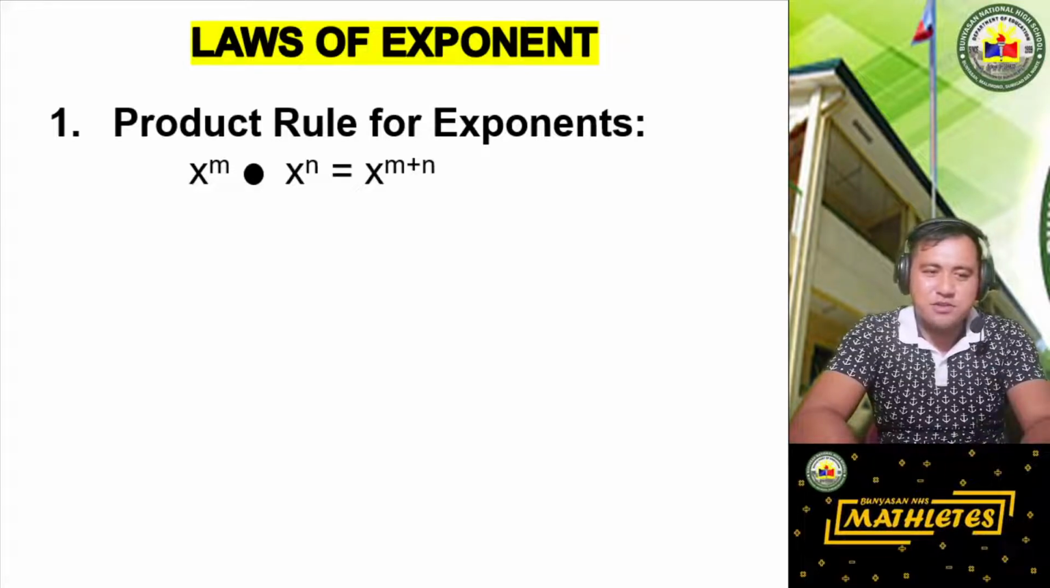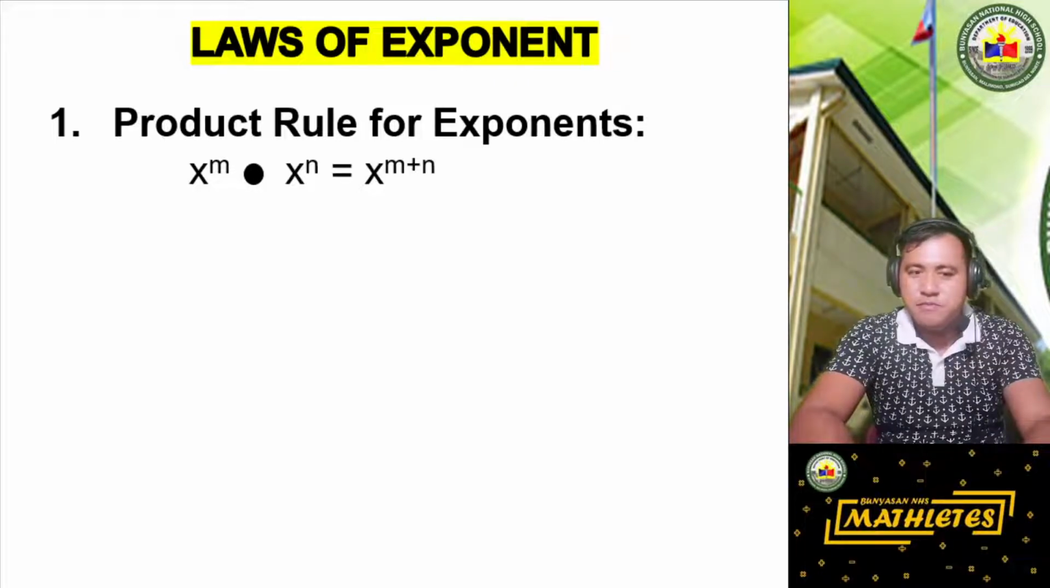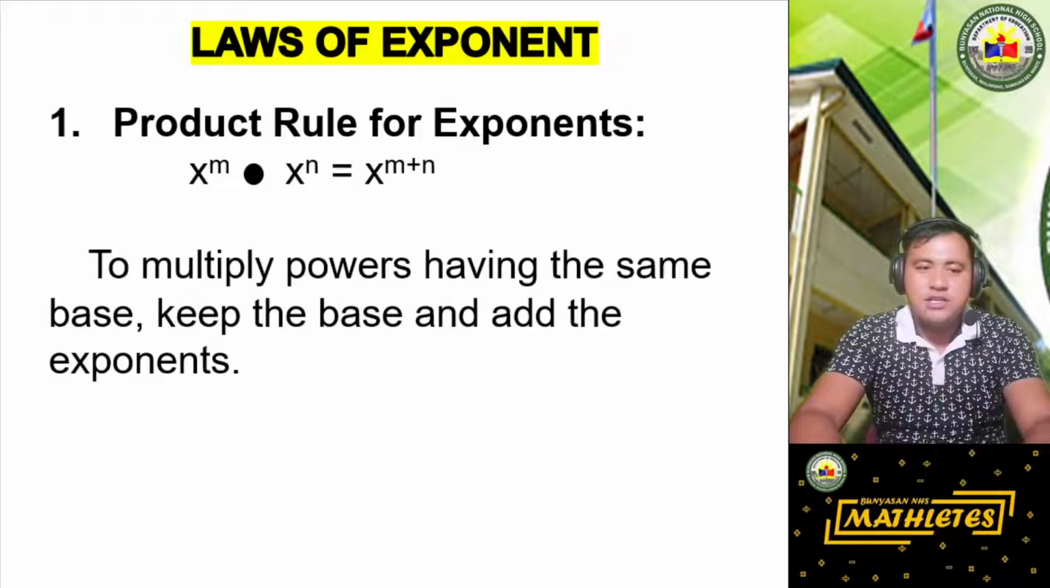That is x to the power of m times x to the power of n is equal to x to the power of m plus n. So, to multiply powers having the same base, keep the base and add the exponents. So, that's the first rule.